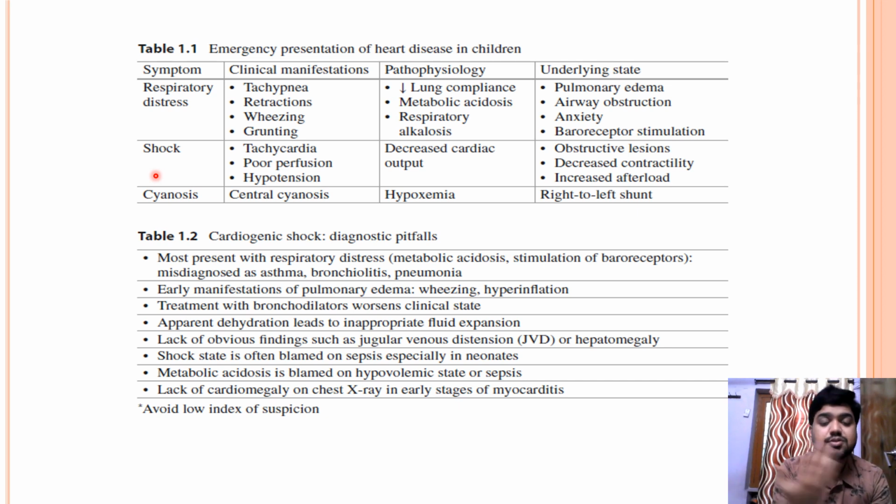Because of central cyanosis, because of hypoxemia, where the shunt goes from left to right to left of the heart. So right desaturated blood, when it mixes with left side 100% saturated blood, there will be a mixing, and ultimately the child will be cyanosed. Then cardiogenic shock, usually diagnostic pitfalls.